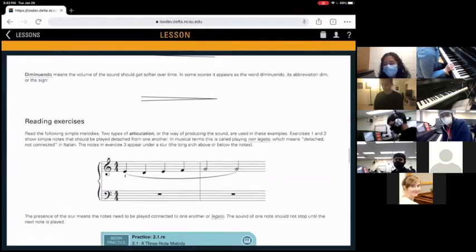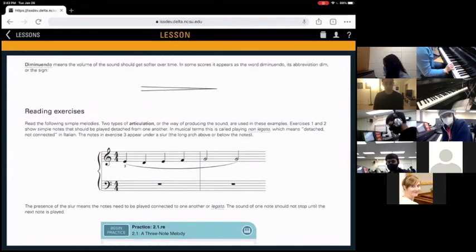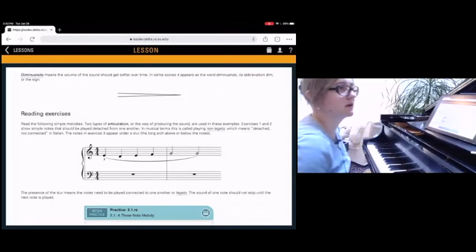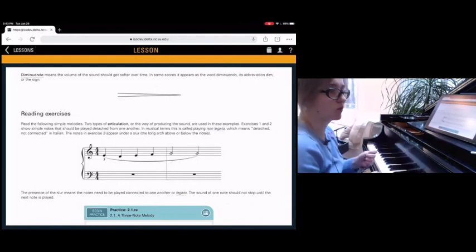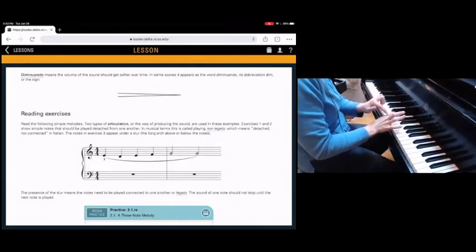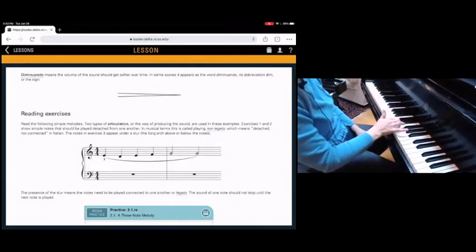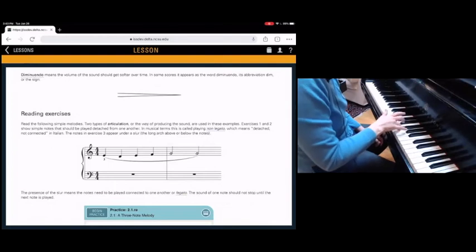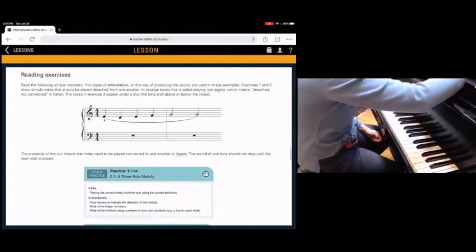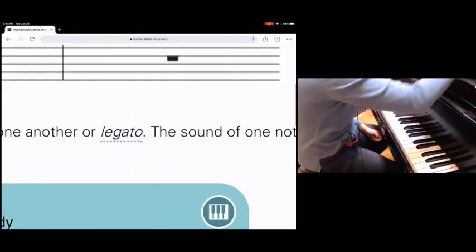Okay, then we have our first reading exercises. When we do our first reading exercises, we need to remember a few types of articulation. Articulation means how we play piano. So we could, for example, play connected: hold the key and only release after you play the next key. That's connected. Connected in Italian is legato. It's sort of like tied, legato.